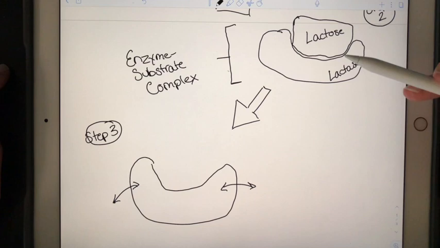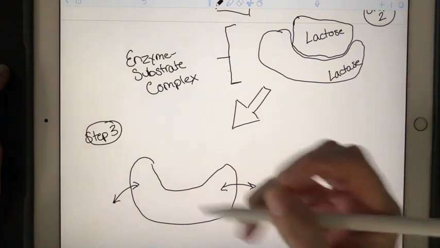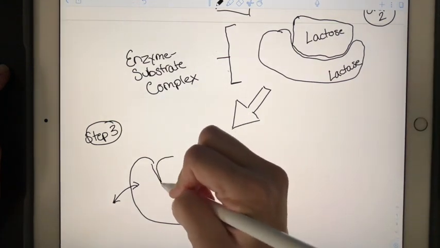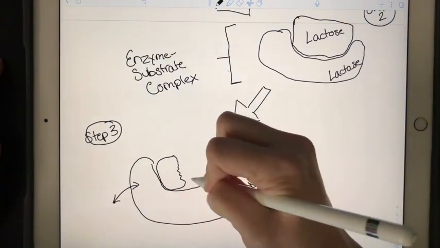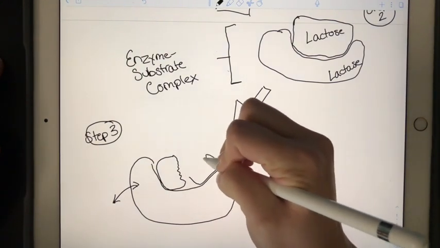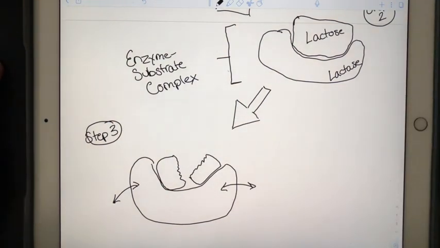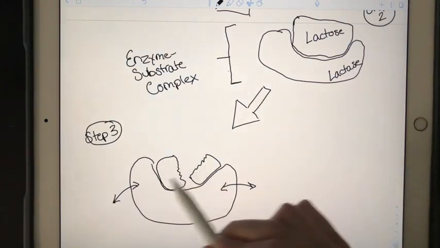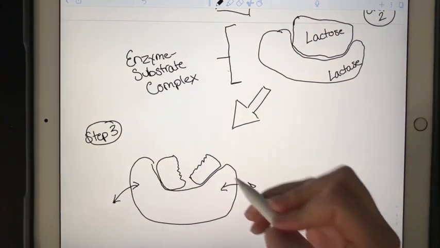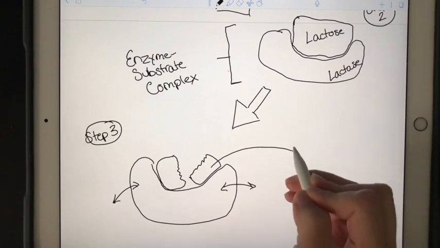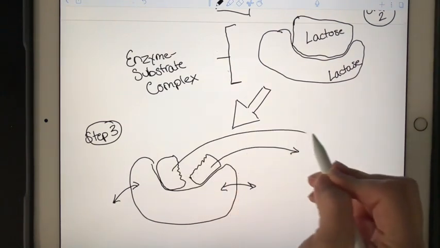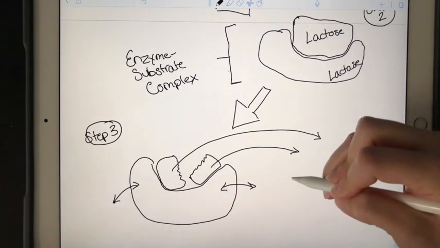Remember, there are partial charges on the substrate that we talked about earlier. These are opposite to the partial charges on the lactase enzyme. When the enzyme stretches, the two sides of the lactose molecule are pulled apart from one another. This breaks a chemical bond in the lactose sugar. And now we have lactose broken into two pieces. And then these leave the enzyme.